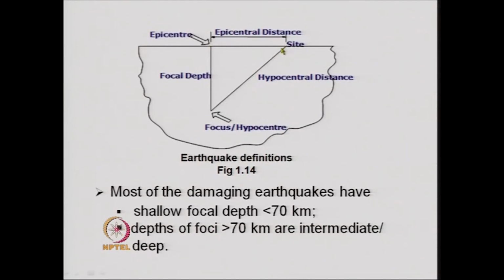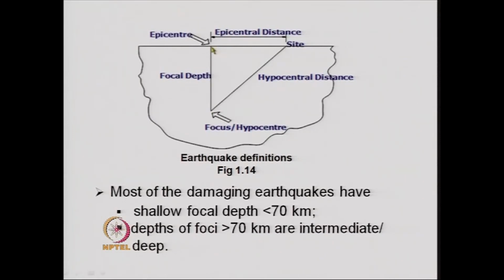The site is a place where the local effects of earthquake is of importance to us. The distance between the site and the epicenter measured on the surface of the earth is called the epicentral distance. The inclined distance between the site and the focus is called the hypocentral distance, and the vertical distance between the epicenter and the focus is called the focal depth.